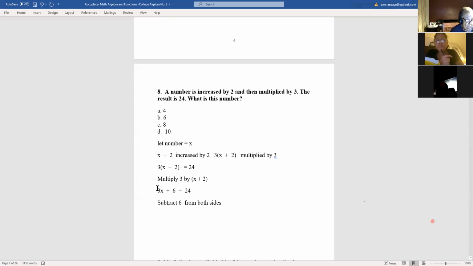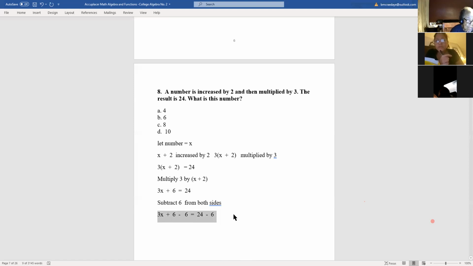So let's just do that. Subtract 6 on both sides. All right, so this would be minus 6, and 24 would be minus 6, because to keep an equation balanced, we have to do the same thing to both sides. Now, Chastity, what do I have left on the left side? 3x.